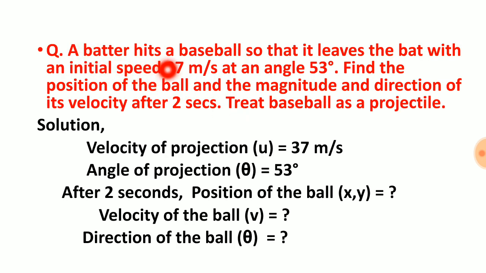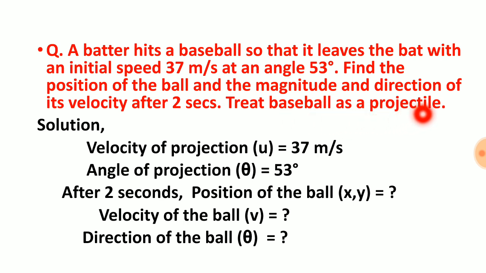A batter hits a baseball so that it leaves the bat with an initial speed of 37 meter per second at an angle of 53 degrees. Find the position of the ball and the magnitude and the direction of its velocity after 2 seconds. Treat the baseball as a projectile.